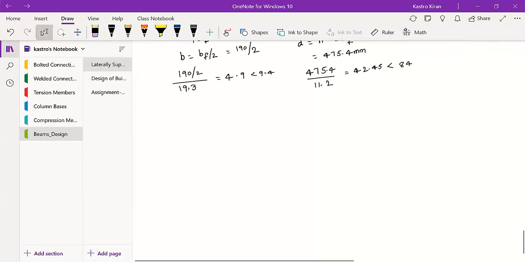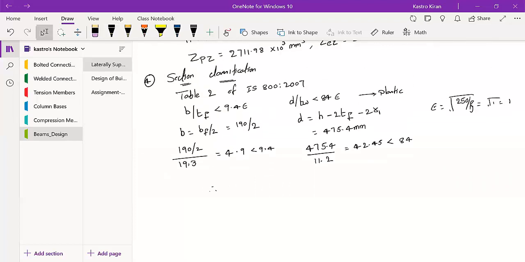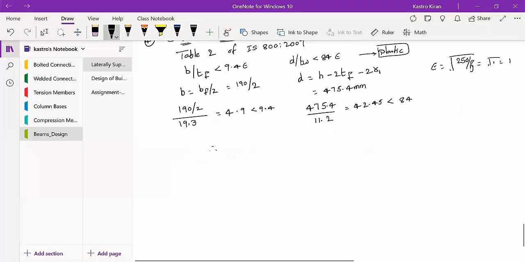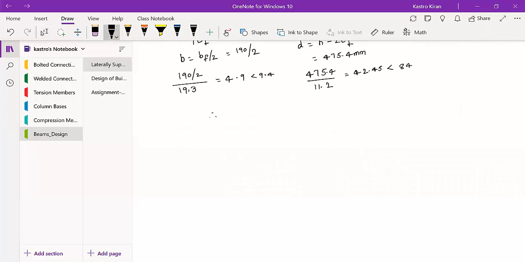So therefore, since both the conditions are satisfied, I said when both the conditions are satisfied, it will be a plastic section. So the section belongs to the plastic category, or the section is plastic.